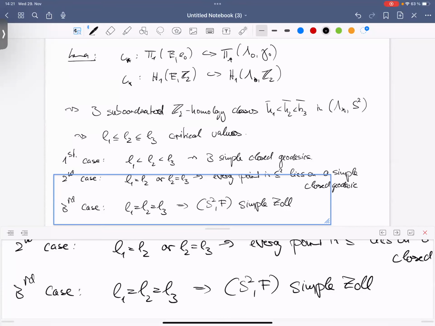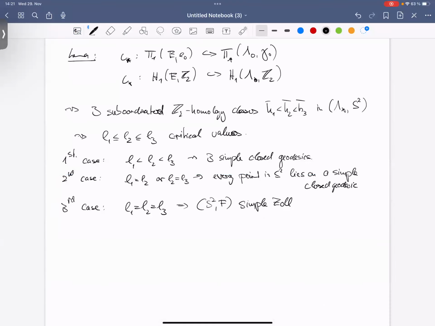So your "or" in the second case is more or less like an alternating "or", because otherwise the third case is a part of the second case. Yes, of course. I mean, in the third case, if you have simple Zoll, then every point automatically lies on a simple closed geodesic because every geodesic is simple closed. But in the second case, if only two critical values coincide, not necessarily all geodesics are closed.